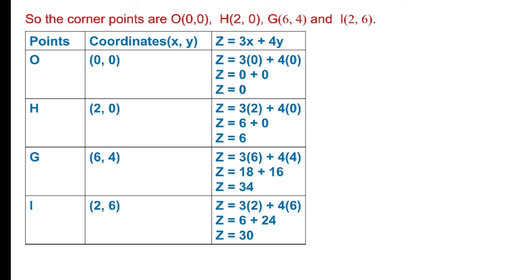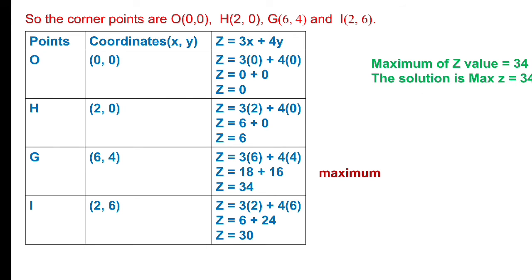G, point 6, 4 is the coordinates. Substitute 3 of 6 plus 4 of 4: 18 plus 16 gives 34. So z equal to 34 at coordinates 6, 4. Then I, 2, 6: for that z function, 3 into 2 plus 4 into 6, 6 plus 24, is 30. Among these, the maximum value is z equal to 34. So the solution is maximum z equal to 34, where x value is 6 and y value is 4.